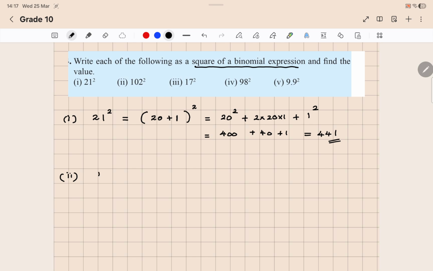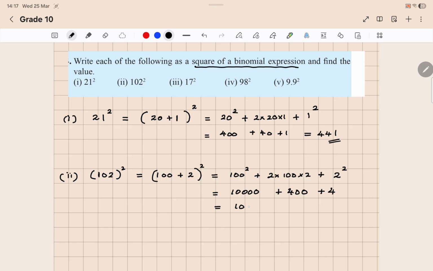So let's look at the second one. 102 squared. So what's the easiest way to break this? 100 plus 2, because 100 squared is easy and 2 squared is also easy. So 100 squared plus 2 into 100 into 2. These are easy numbers to calculate. Plus 2 squared. Rather than doing 102 into 102, this method is much easier. 100 into 100 is what? 10,000. 2 into 100 into 2 is 400, plus 4. So you get what? 10,404.